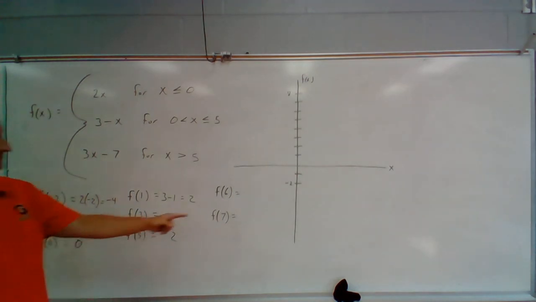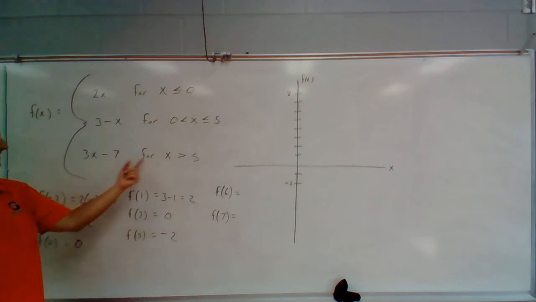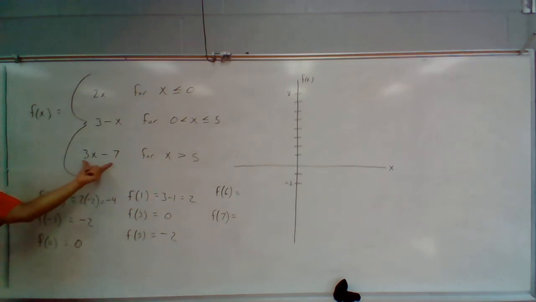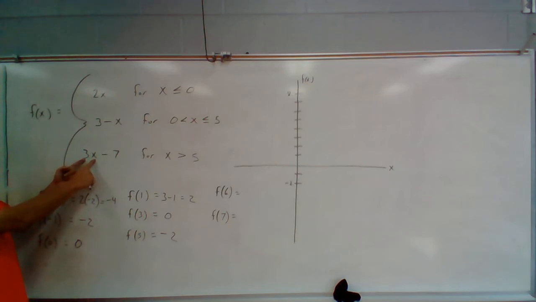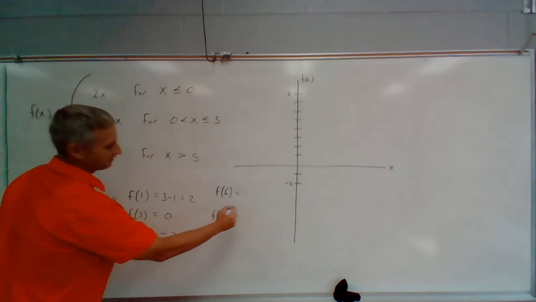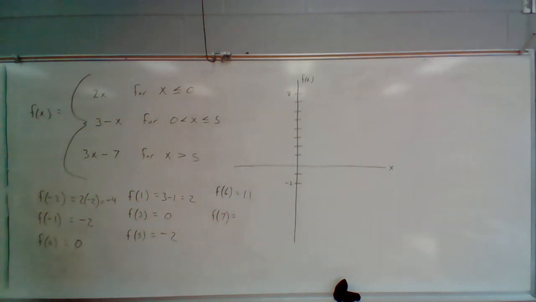F of 6. 6 is bigger than 5, so I use this equation. So if I plug 6 in here, 3 times 6 is 18. 18 minus 7 is 11. If I plug in 7, 7 is bigger than 5, so I'll use this equation. 3 times 7 is 21. 21 minus 7 is 14.